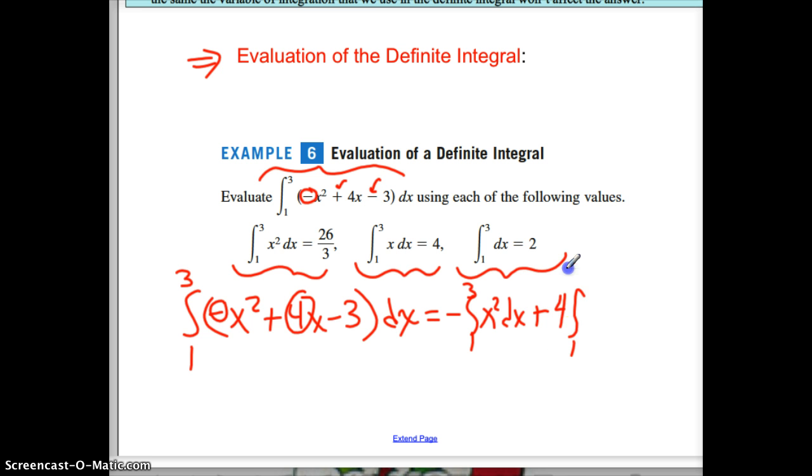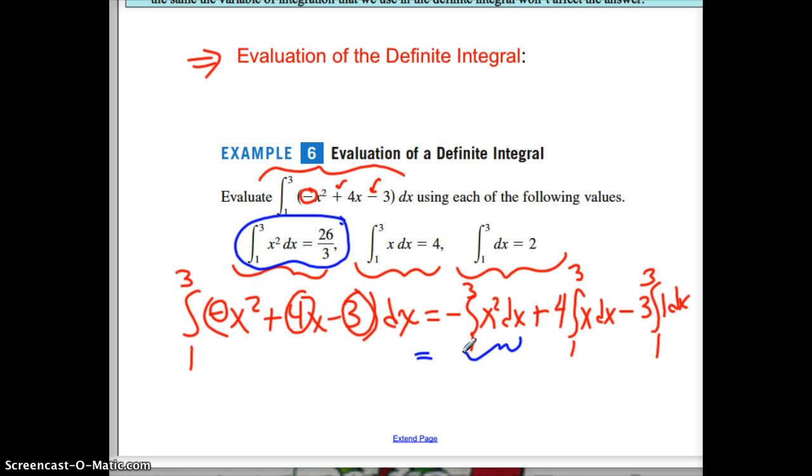So I'd have the integral from 1 to 3 of x dx minus, again, this is a constant, it would just come out front. I'd basically leave a 1 in there if you want to picture it like that. And then they have given me all those values up above here.